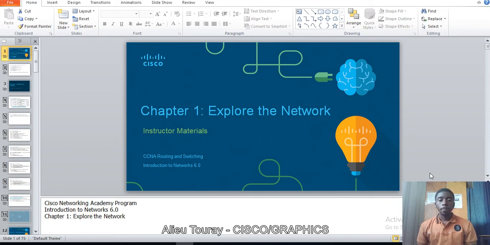So we start with chapter 1, and what we have here is CCNA routing and switching. Routing and switching means that we are basically going to be dealing with routers and switches that are Cisco devices only. So we are only going to do configuration on Cisco devices, that is routers and switches. From semester 1, we're going to start from chapter 1.